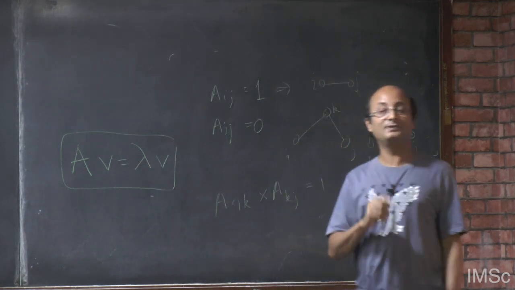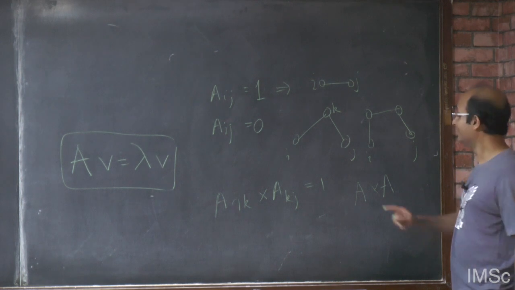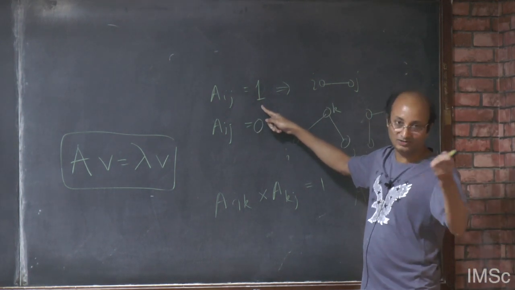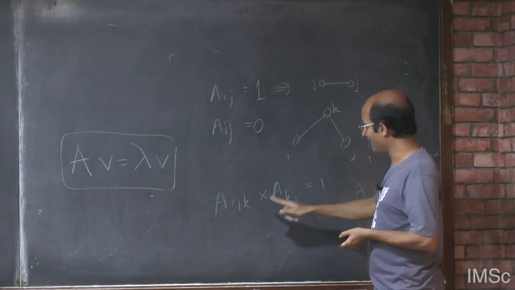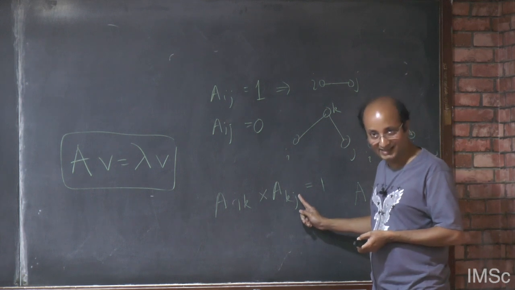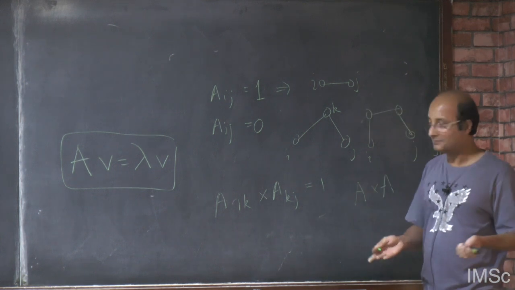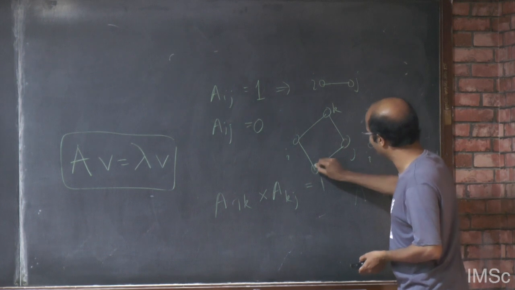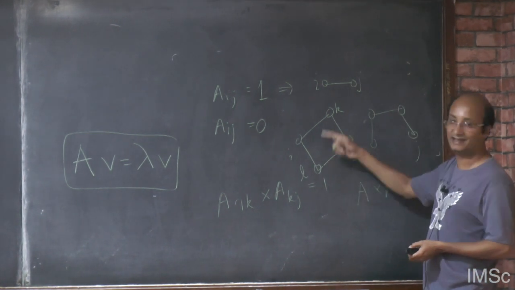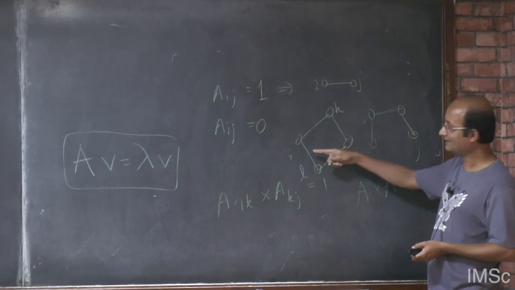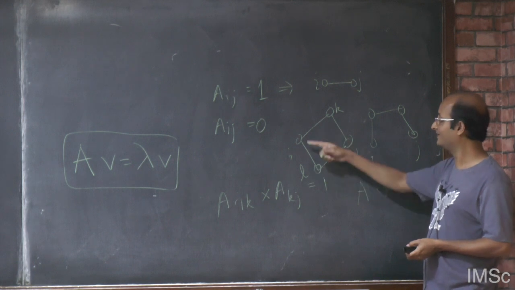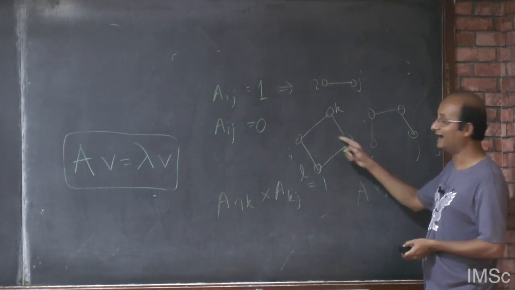Because there might be multiple paths of length 2 now. See, Aij was either 0 or 1. You could not have a value 2 or 3 or whatever. But when you take a power of 2, there can be more than one path of length 2. So for example, there could be another L through which you go. So if there exist 2 such intermediate nodes for which you have a path from i to j of length 2, you would have A raised to 2, ij, equal to 2.